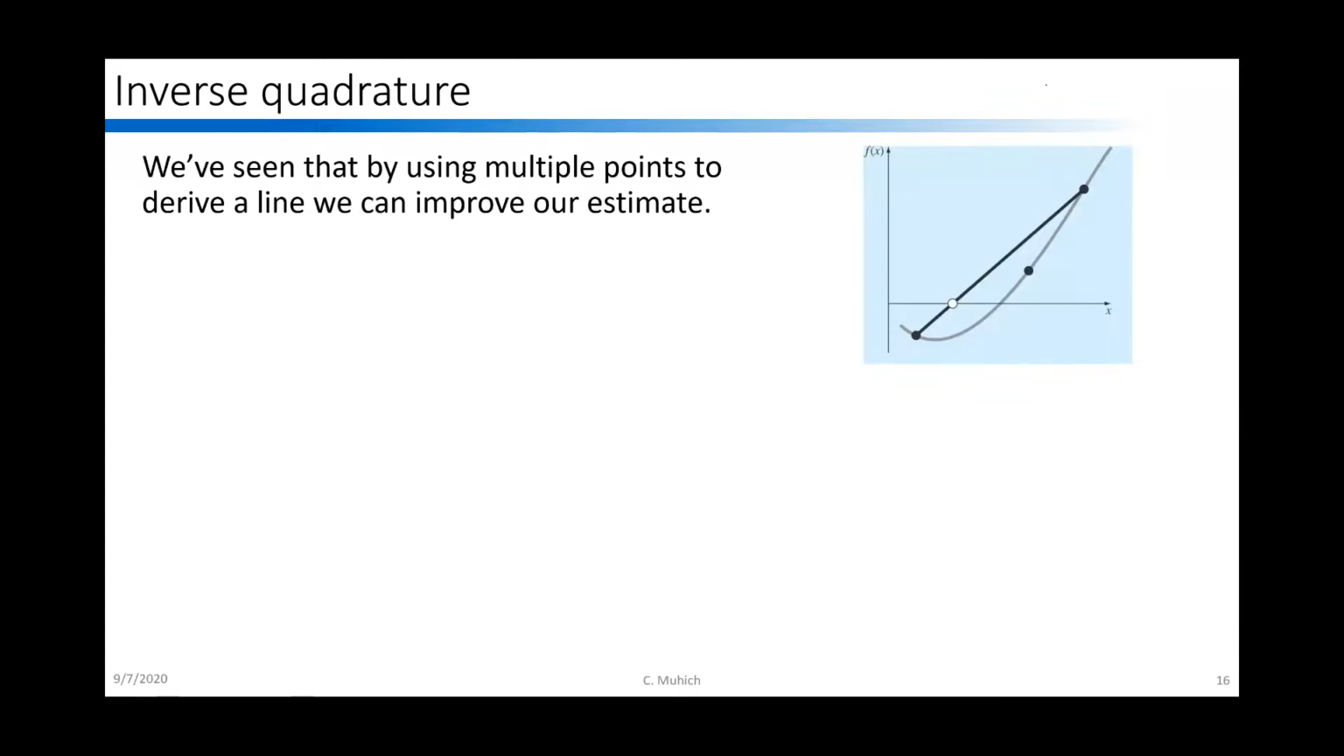The last method I want to talk about is inverse quadrature. In the last few points, we've seen that by using the definition of a line and using the functional format of derivatives, we can get better estimates for the roots than if we just use, say, bracketing methods. We're using more information that we know about the system.